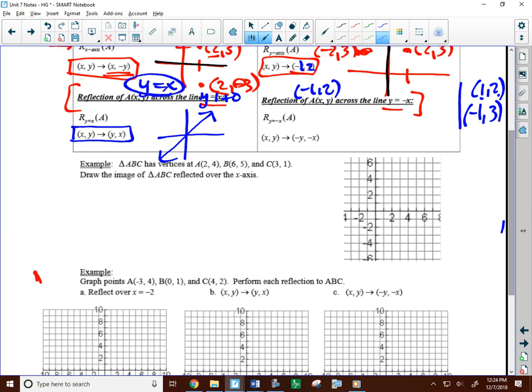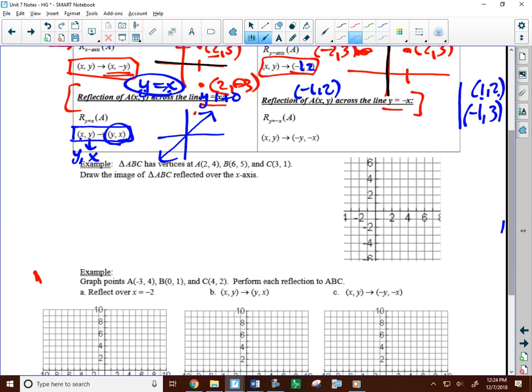I like to think of it this way. We're reflecting over y equals x. Well, it literally says that y is actually x, so what they do is they replace y with x. But then x is also y, so they replace x with y. They're literally interchanging those because y is equal to x. So what this one does is it just interchanges.